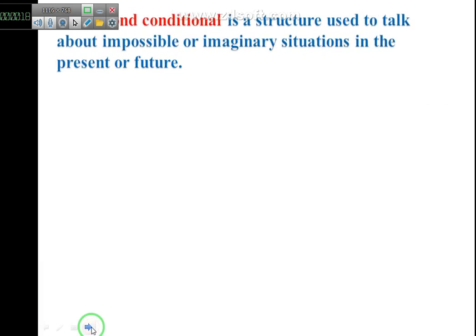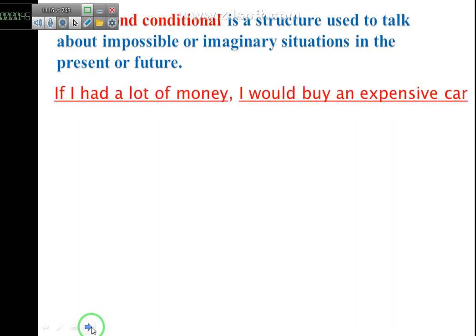What's the second conditional? Second conditional is a structure used to talk about impossible or imaginary situations in the present or future. Kindly don't forget, we use the second conditional to describe a situation in the present or future, not the past. Okay? Let's see the example.